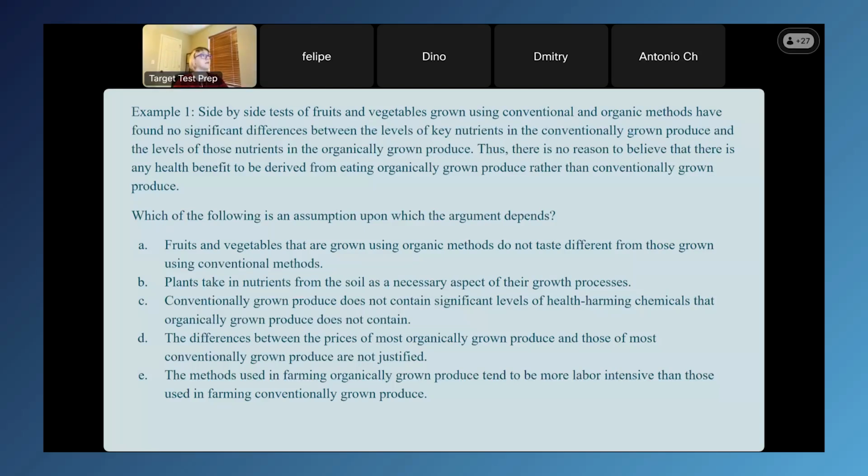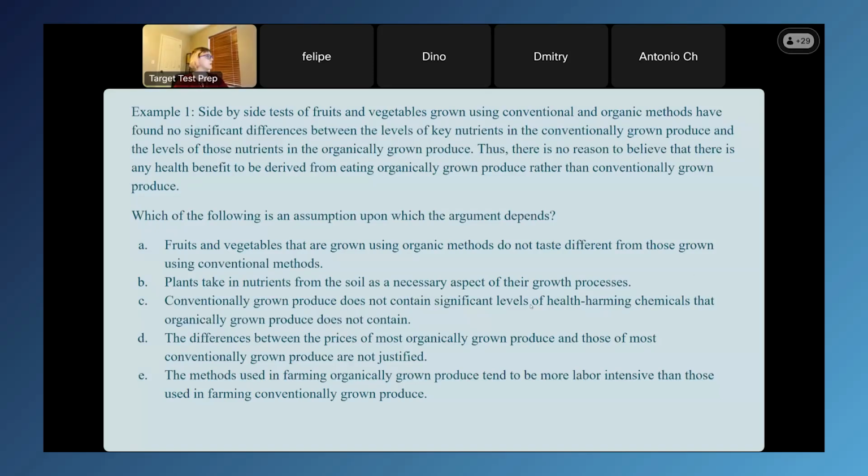Okay, this one's a very simple argument, and we are going to go through it. I will read it, I will break it down, and then we can see an example of straightforward assumptions. So, side-by-side tests of fruits and vegetables grown using conventional and organic methods have found no significant differences between the levels of key nutrients in the conventionally grown produce and the levels of those nutrients in the organically grown produce. Thus, there is no reason to believe that there is any health benefit to be derived from eating organically grown produce rather than conventionally grown produce.